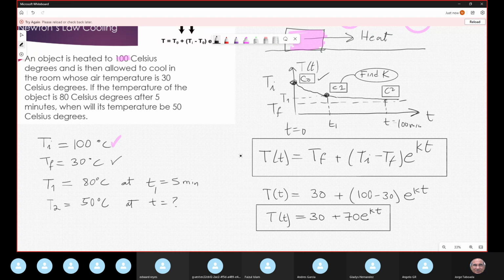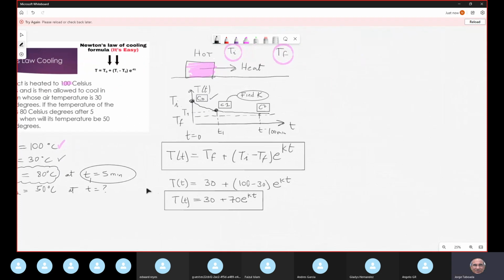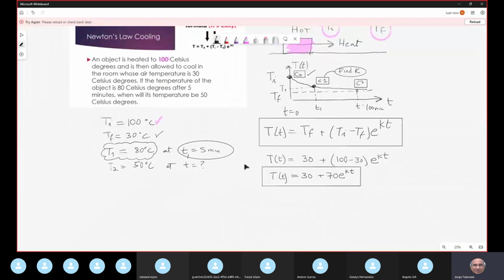Now using condition 1, because in condition 1 everything is given. It's given the temperature. It's given the time in this condition. So we have everything except K. So this condition 1 allows me to find the K value, the constant of the exponential that is decreasing.